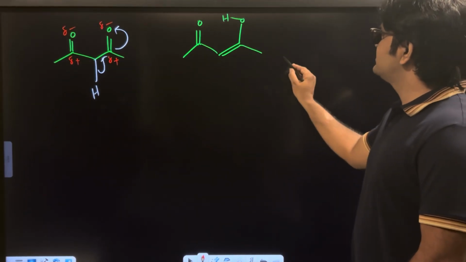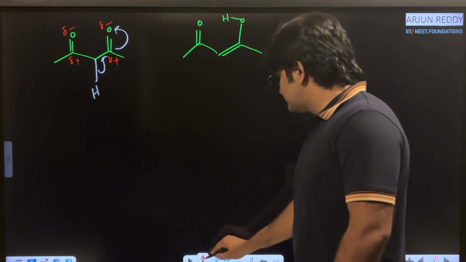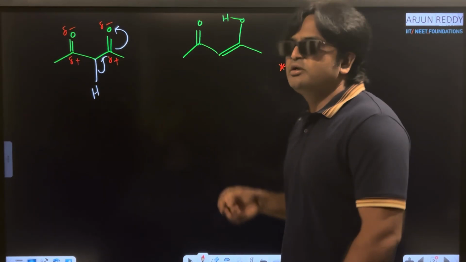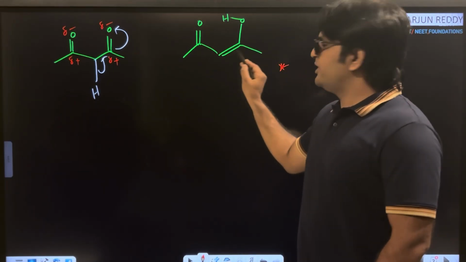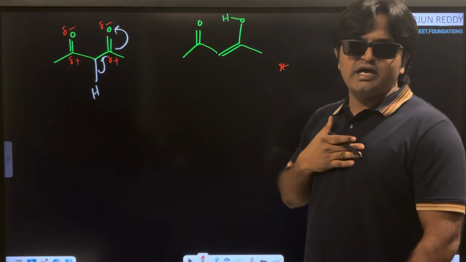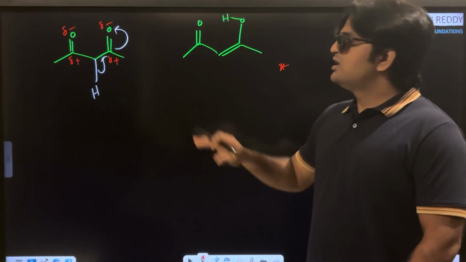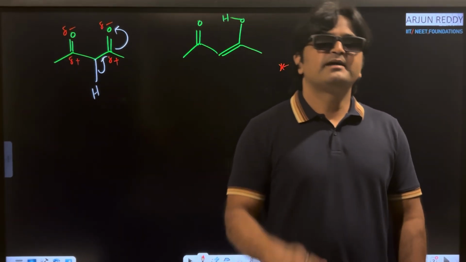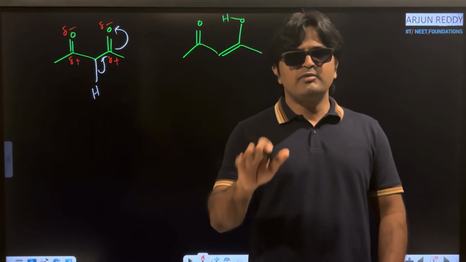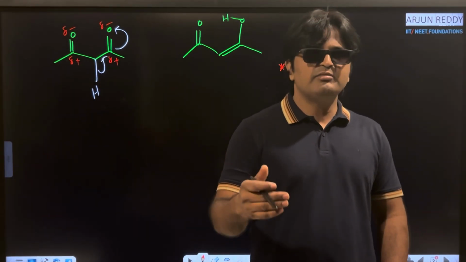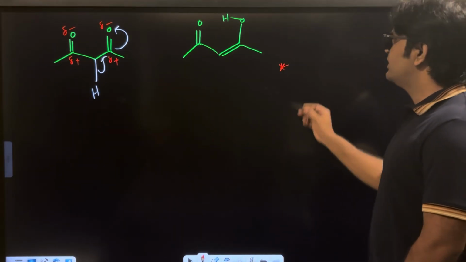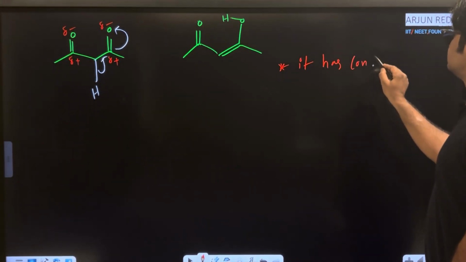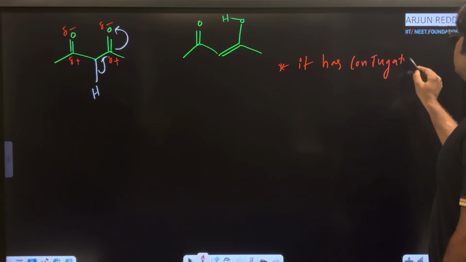Now the enol form says, I have conjugation. Two double bonds are separated by a single bond. Pi, sigma, pi. Enol form says, I have continuous conjugation between these two pi bonds. What is the advantage of conjugation? Conjugation always stabilizes the molecule. Yes, that's why enol form is stable. That is the first reason. Same point I am writing here. It has conjugation. Very clear.